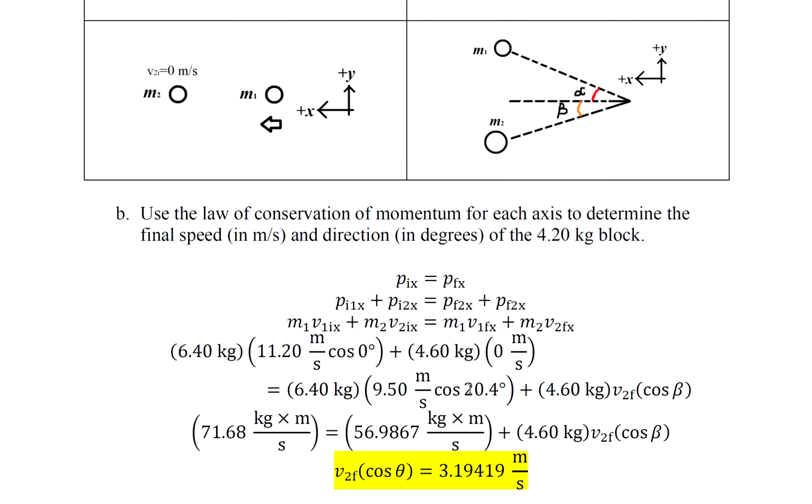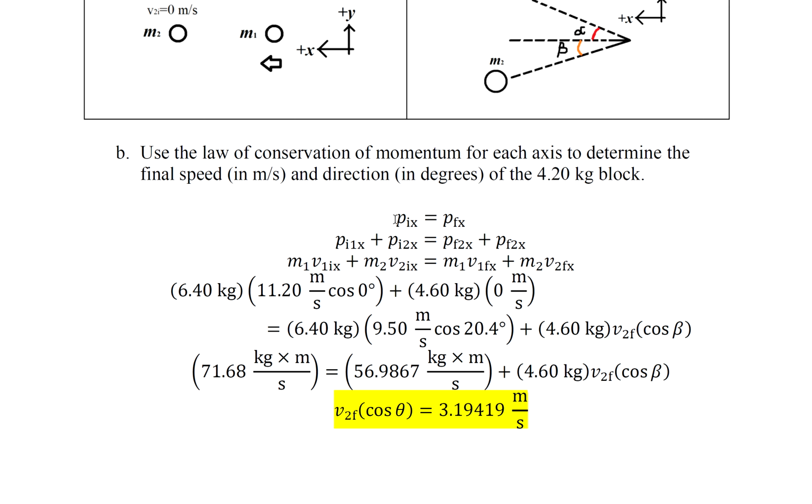So part B, use the law of conservation of momentum for each axis to determine the final speed and direction of the 4.2 kilogram block. So first, use the law of conservation of momentum in the horizontal direction. In the beginning, we have two objects. In the end, we have two objects. We know P equals mv. Substituting our values. Now we get one equation with two unknowns, and I highlighted it in yellow.